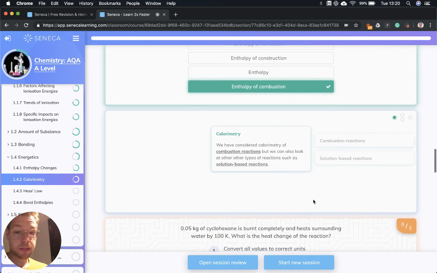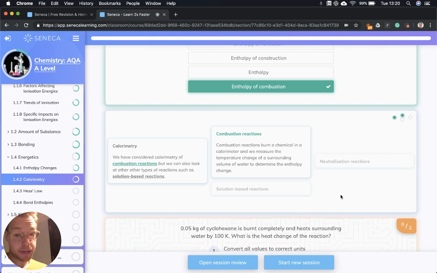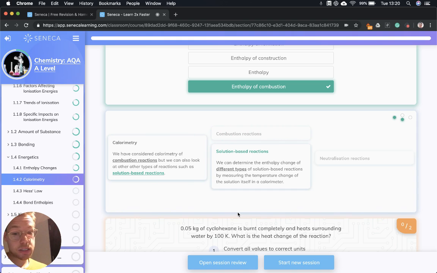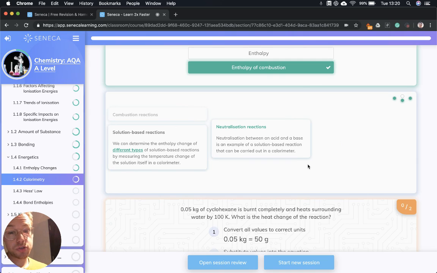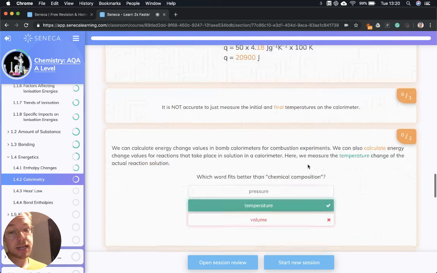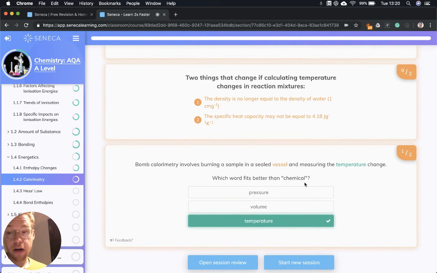So we've considered calorimetry of combustion reactions. Remember, combustion reactions are when we burn a chemical in a calorimeter and we measure the temperature change of a surrounding volume of water to determine the enthalpy change. We also thought about solution-based reactions, and that's when we can determine the enthalpy of different types of solution-based reactions by measuring the temperature change of the solution itself. A good example of that is neutralization reactions between an acid and a base. So that was a run through of calorimetry.